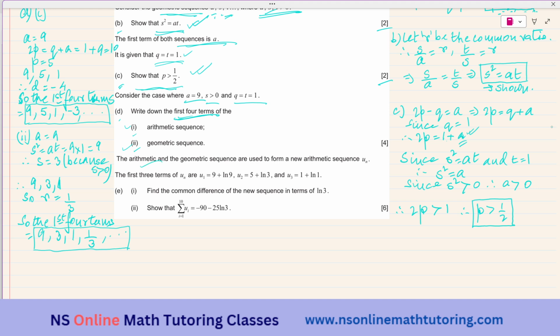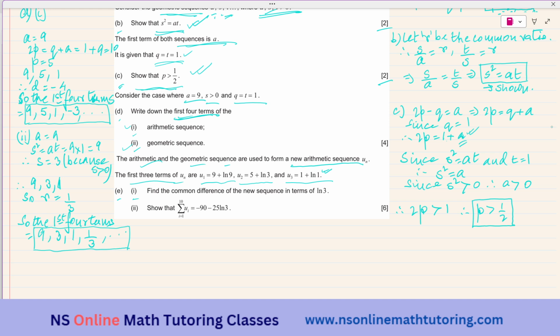Fine. The arithmetic and the geometric sequence are used to form a new arithmetic sequence Un. The first 3 terms of Un are U1 equal to 9 plus ln of 9, U2 equal to 5 plus ln of 3, and U3 equal to 1 plus ln of 1. 1 plus ln of 1 will be equal to 1 plus 0, so U3 is basically equal to 1. Subpart E is having another 2 subparts.